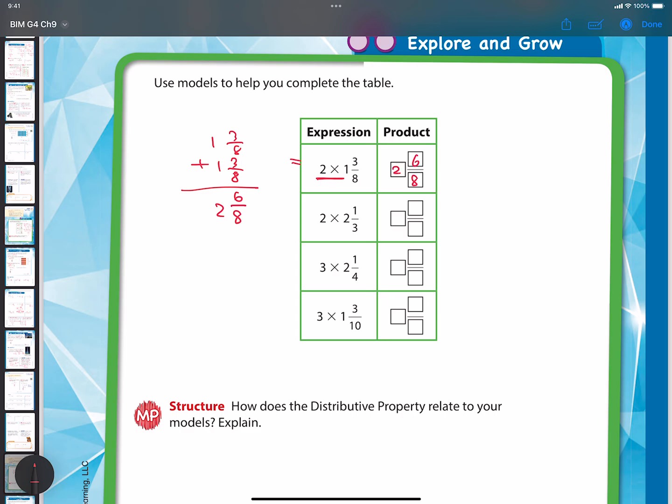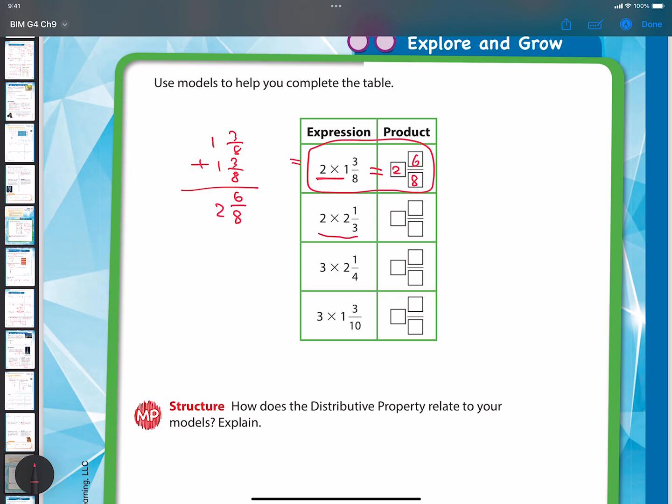From this expression to this product, we made an equation, right? And we found out the product, and I want you to take a look. Did you notice something? 2 times 1 and 3 over 8 is equal to 2 and 6 over 8. If you noticed, very good. If you didn't yet, it's okay. Let's practice one more expression here. Let's find out the product.